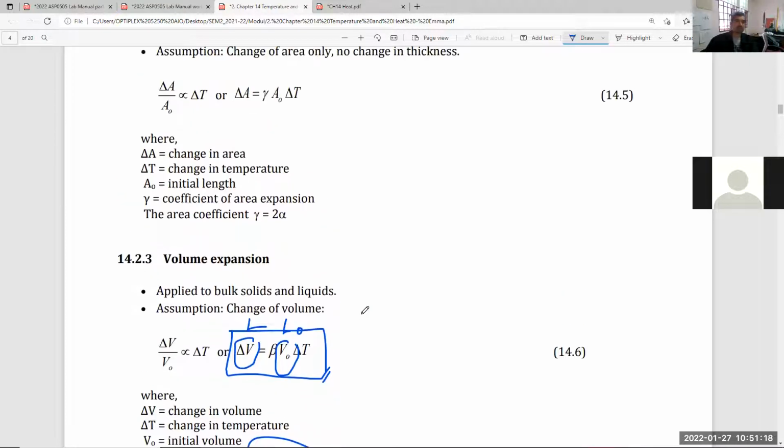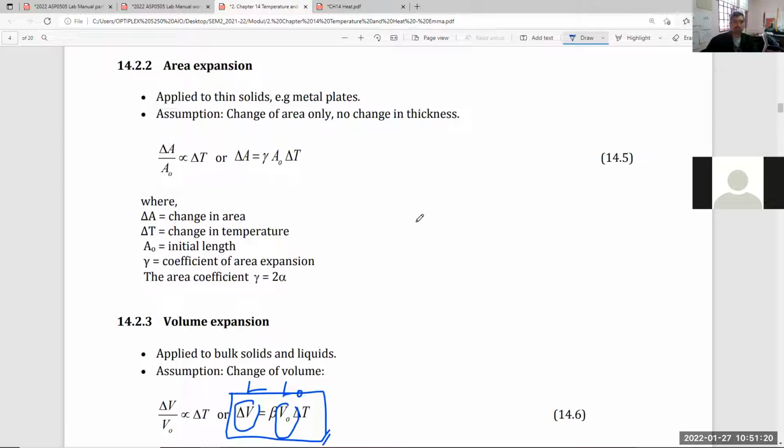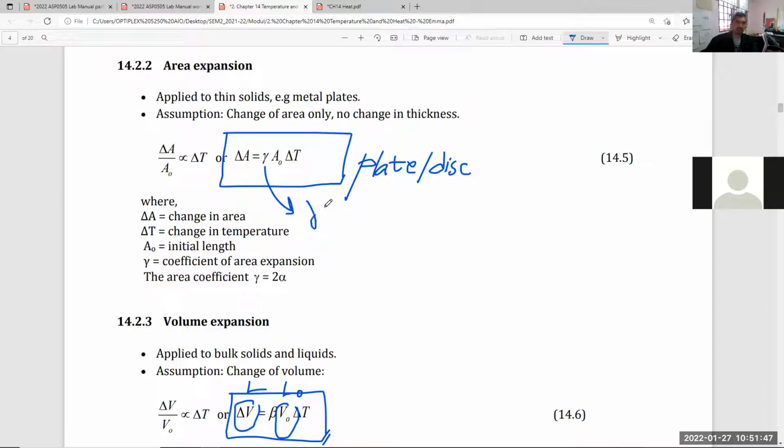Also, we have a special case, such as a thin plate, in the form of two-dimensional. Okay, so this is the equation using another symbol called gamma. Now it's area, so the term is A, so you change to A. But this is a special case. We have a problem for this one.